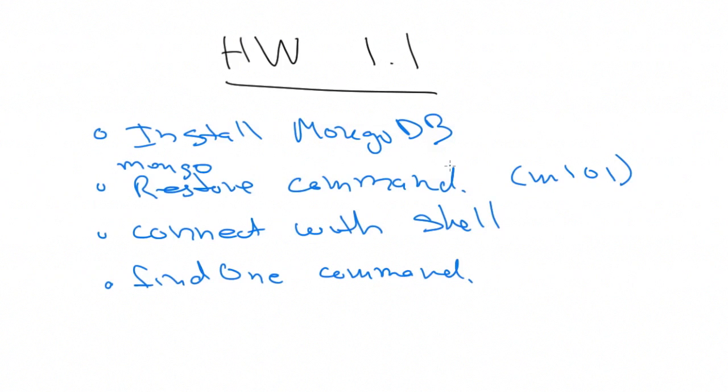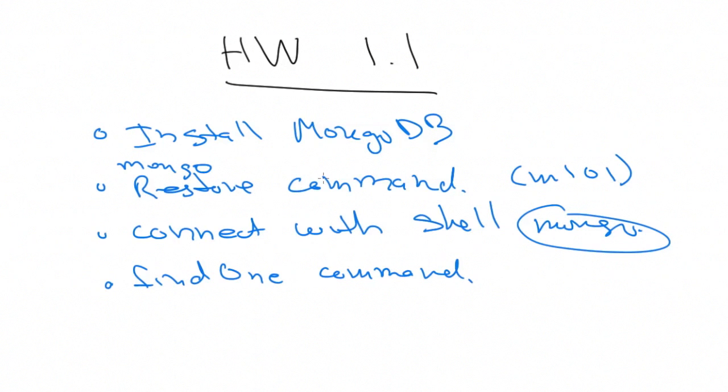Connecting with the shell, the Mongo shell is going to require you to have Mongo installed and running, of course. You're going to use the m101 database, which is going to be restored by the mongorestore command. And then finally, the findOne command from the Mongo shell, db.homework1.findOne, to find the data element you need to answer the quiz. All right, so let's see what that looks like.